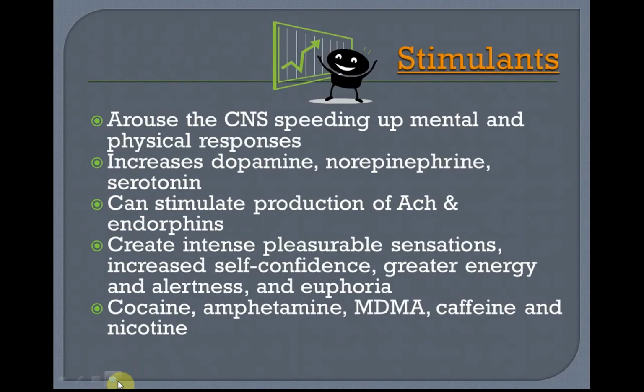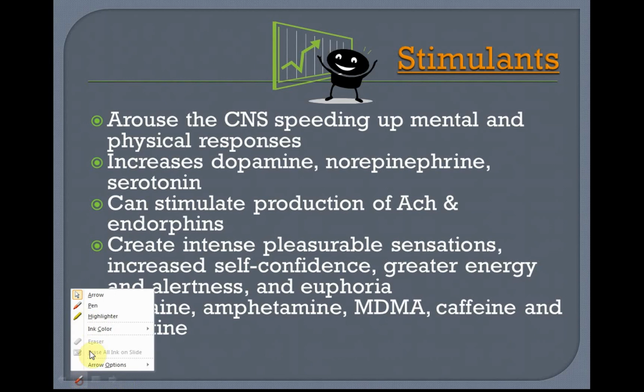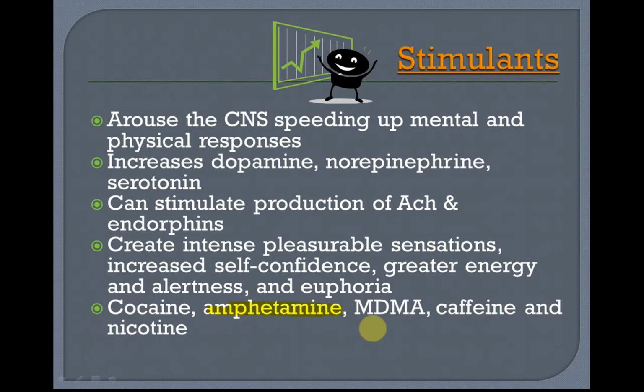Moving on. Next category is stimulants. Now, stimulants stimulate the body, okay? That's what we're talking about here. So if you take a look here, we're talking about drugs like cocaine. Amphetamines are, of course, meth, if you're not familiar with that term, so you might want to put that down in your notes. MDMA is ecstasy. And then these kind of shock us to see in a psychoactive drug category: caffeine and nicotine.